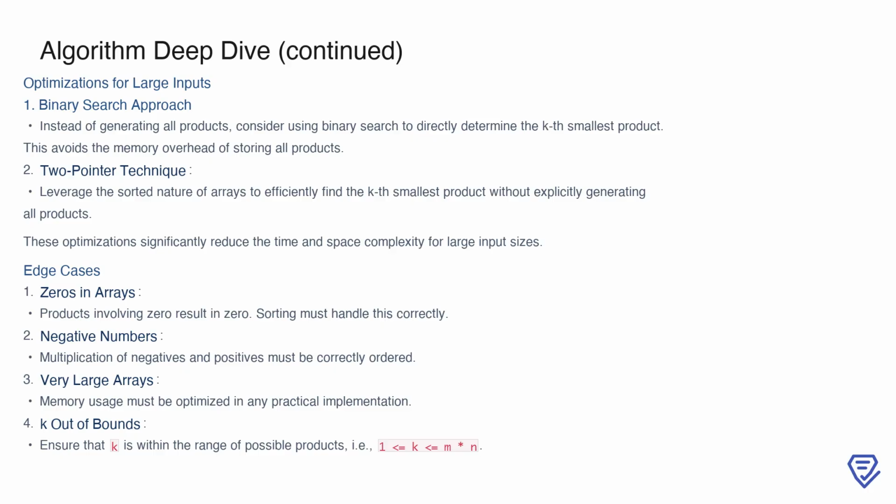Finally, we must consider several important edge cases. For instance, arrays containing zeros require special handling, as products involving 0 result in 0, and this must be correctly positioned in the sorted order. Similarly, the multiplication of negative and positive numbers must be carefully managed to ensure the correct ordering of products. For very large arrays, memory optimization becomes critical. Lastly, we need to ensure that the value of k is within the valid range of possible products, which is from 1 to the total number of pairs, m*n. With these considerations, we can create a solution that is both efficient and robust for all edge cases.